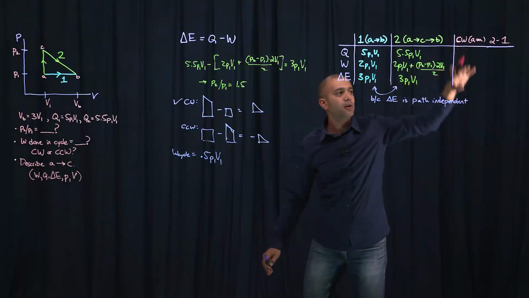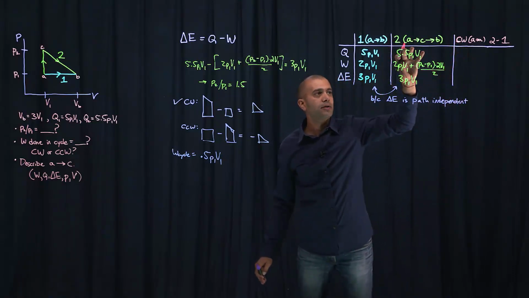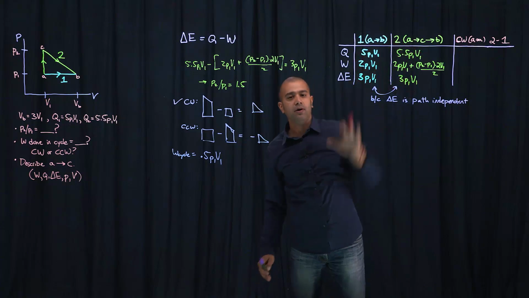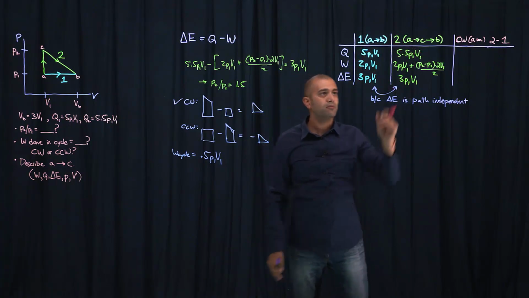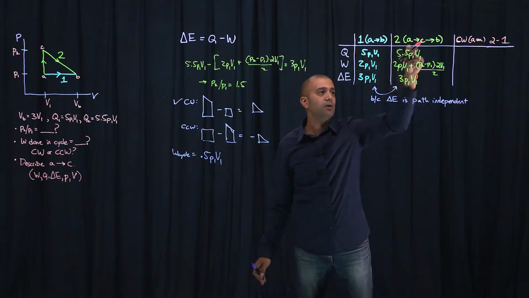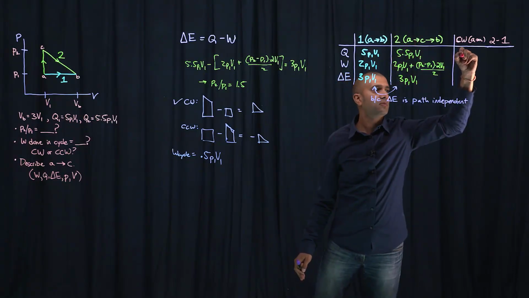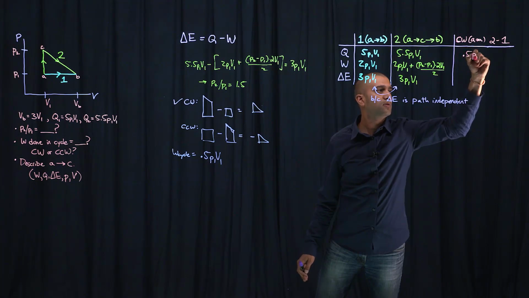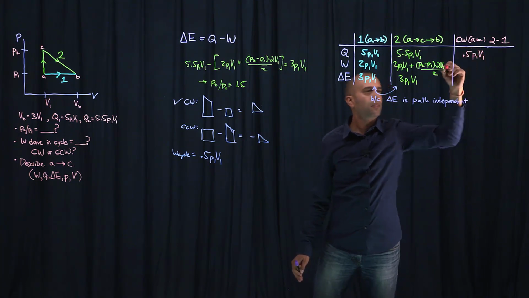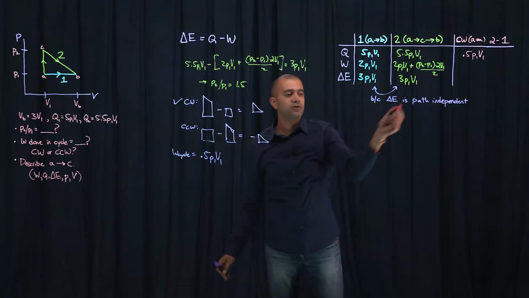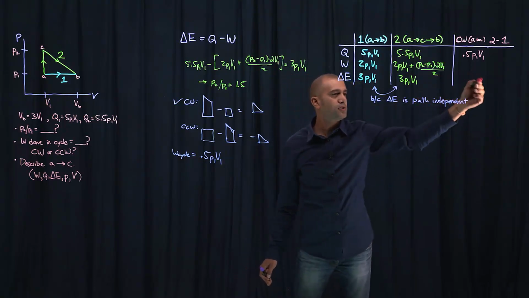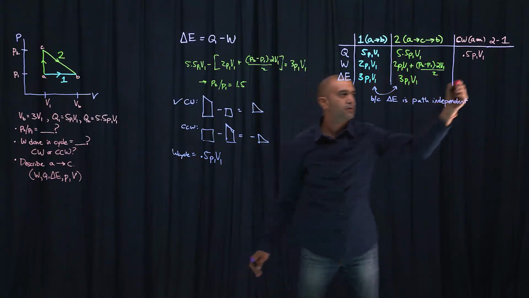So if I want to find the quantities in this column, I can take all the quantities in this column and subtract the quantities in that column. And that'll give me, for example, the heat intake will be 5.5 P1V1 minus 5 P1V1, which is 0.5 P1V1. This will be a little more complicated, but the last one is pretty straightforward. The total energy change will just be 3 minus 3, which is 0.